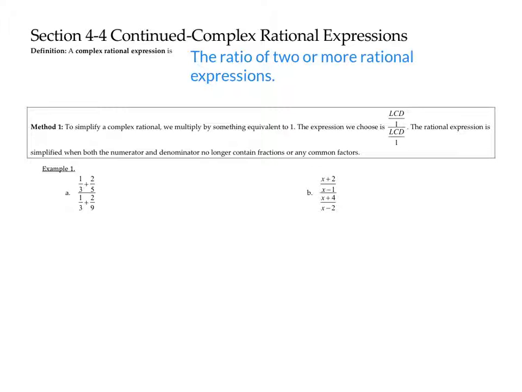To start off with, we need to have a definition of what a complex rational expression is. A complex rational expression is the ratio of two or more rational expressions. We need to remember that a rational expression is already a ratio of two polynomials. So a complex rational expression is a fraction where either the numerator or the denominator also contain fractions. If we look at this first example here, this is a complex rational expression that only involves numbers.